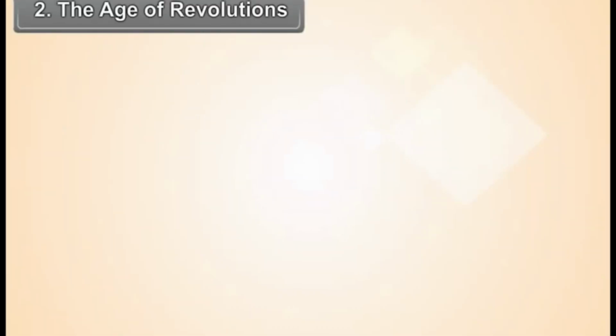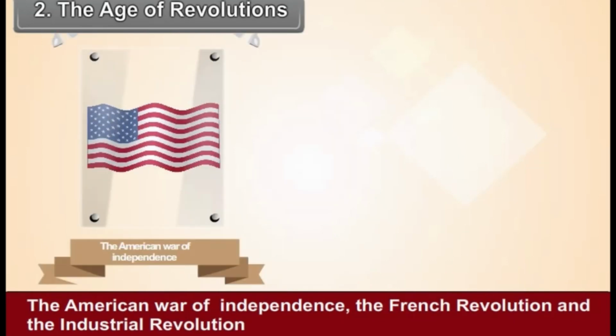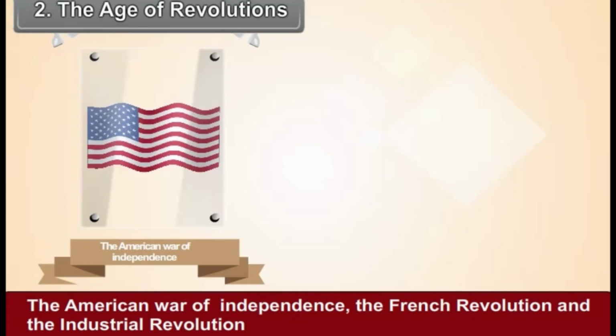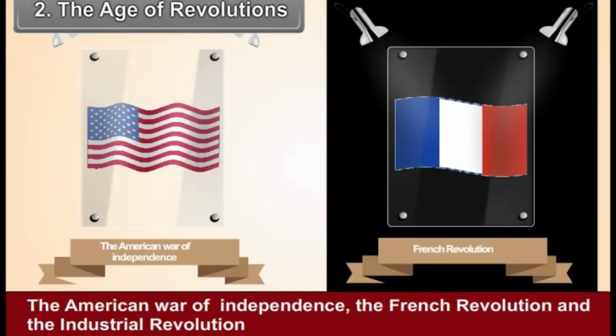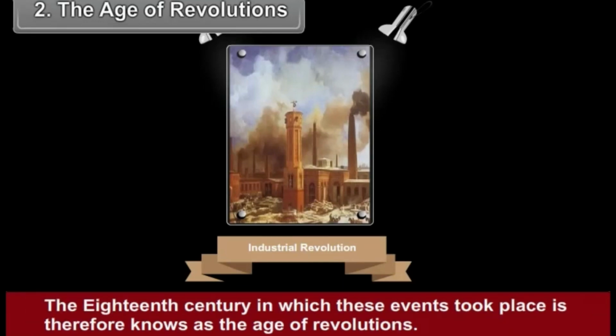Chapter 2. The Age of Revolutions. An event which brings about a radical change in human life is called a revolution. The American War of Independence, the French Revolution, and the Industrial Revolution were events that brought about such changes. The 18th century in which these events took place is therefore known as the Age of Revolutions. We shall briefly study these three events in this lesson.